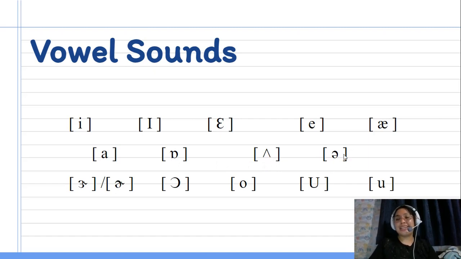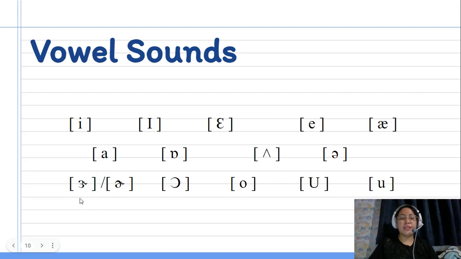Next one is a schwa sound. This is the most relaxed sound of the English language. It's also the unstressed vowel sound, so you call it schwa. The spelling is S-C-H-W-A, schwa. So the sound is just very relaxed.